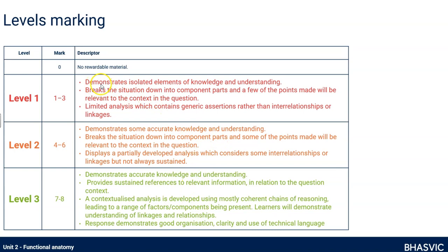So for level 1, demonstrates isolated elements of knowledge and understanding. So you get some things right, but other things are wrong. You can break down the situation into component parts, and a few of the points made will be relevant to the question. So you haven't really applied it to the question or made sense of it. There's limited analysis. A lot of the things are just vague, if you like. So that's level 1, 1 to 3 marks out of 8.